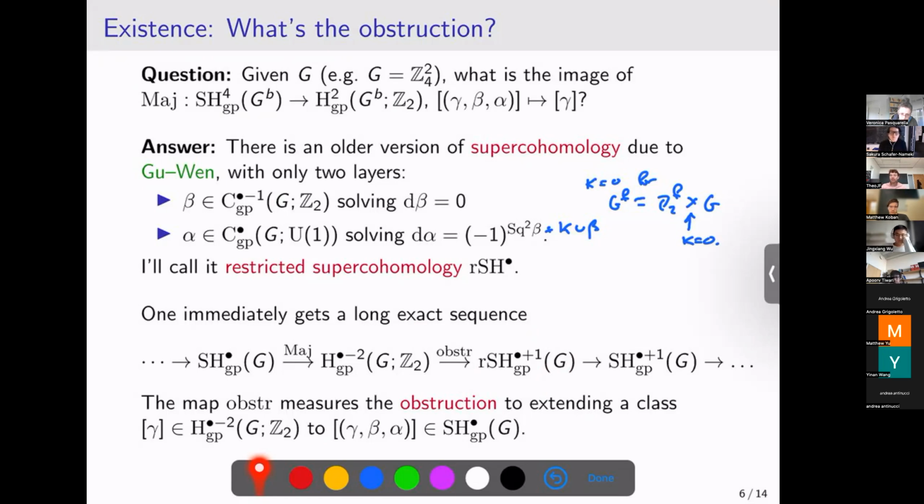So let me just summarize this slide. What I've told you is that to answer a question like this, to answer what is the image of a map like this, and to measure that image, is to understand this obstruction map and to know how to compute it. Okay.